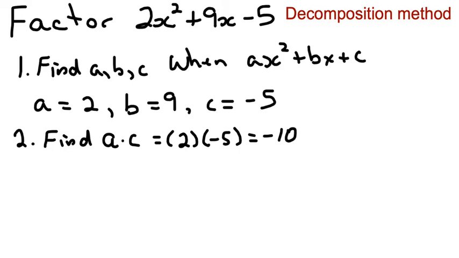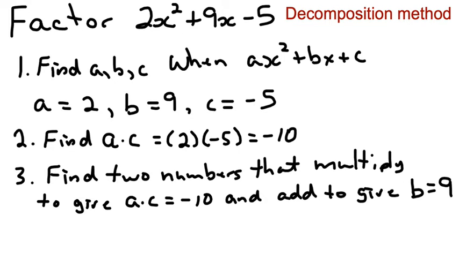And then we want to find two numbers that multiply to give you that minus 10, but at the same time add together to give you the plus 9 that was in your middle term, your b value. So to do that, we want to find the factors of minus 10. So there's not too many.